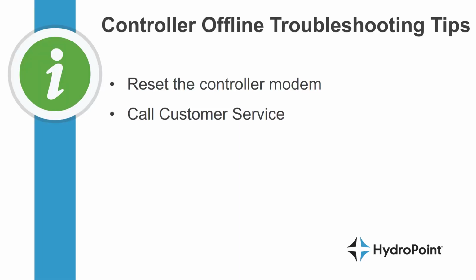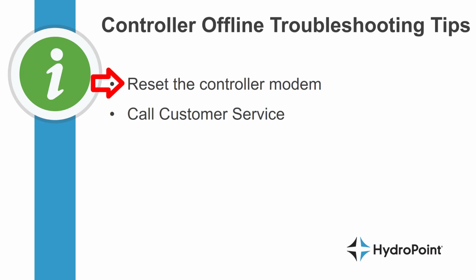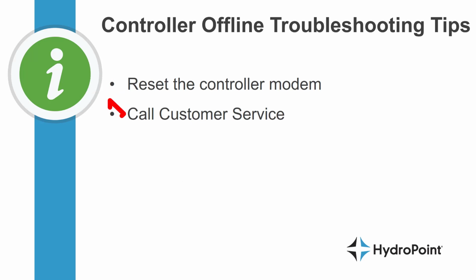So if you're troubleshooting a controller offline alert, the first thing to do is try and reset the modem and watch for the controller to come back online. And if you can't get it to come back online, call the HydroPoint customer service team for more support troubleshooting your controller offline alerts.